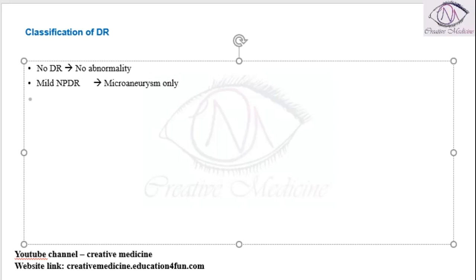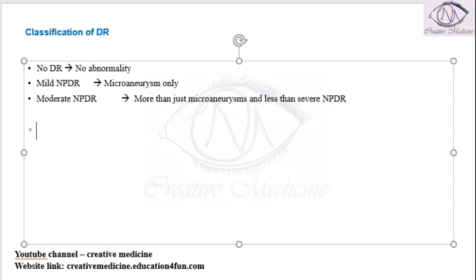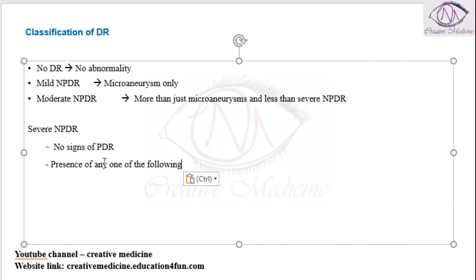In moderate non-proliferative diabetic retinopathy, there can be microaneurysms along with something else, but it is less than severe non-proliferative diabetic retinopathy. So what is seen in severe non-proliferative diabetic retinopathy? In severe non-proliferative diabetic retinopathy, we will see that there are no signs of proliferative diabetic retinopathy, and along with that there should be the presence of any one of the following.